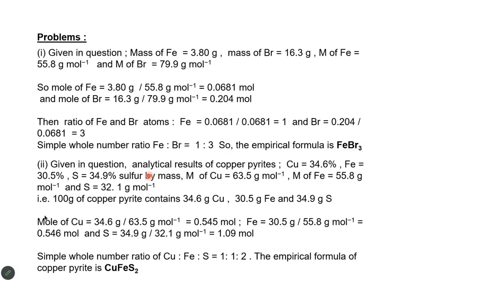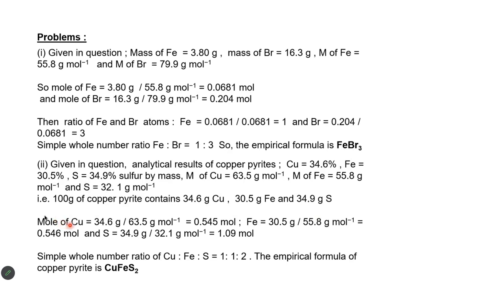If we remember, in the last slide, the question gave the analytical results of copper pyrites. It's a copper ore. It's given that copper is 34.6%, iron is 30.5%, and sulfur is 39.4% by mass. That is the analytical result. We know the molar mass of copper, iron, and sulfur from the periodic table. Now we know 100 gram of copper pyrites gives us 34.6 gram of copper, 30.5 gram of iron, and 34.9 gram of sulfur.